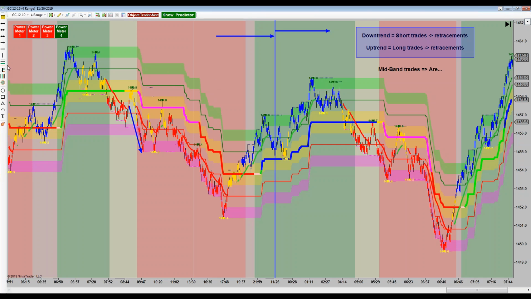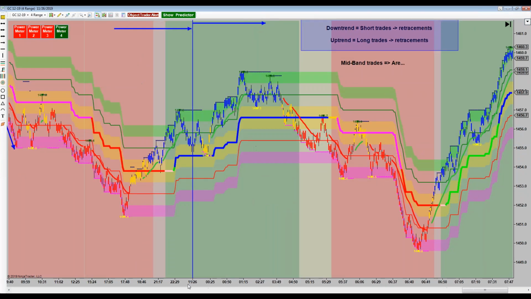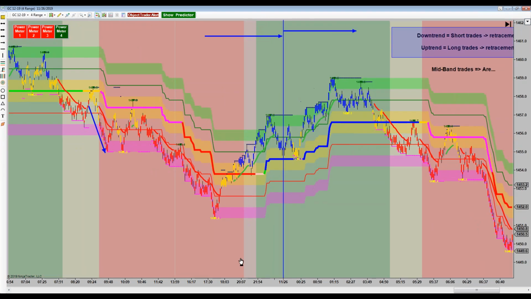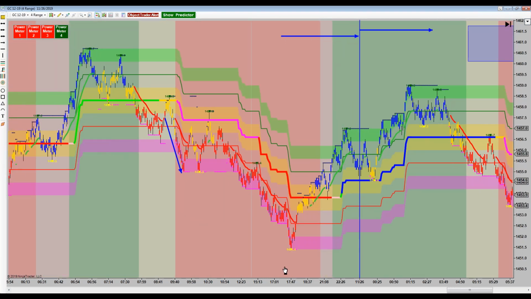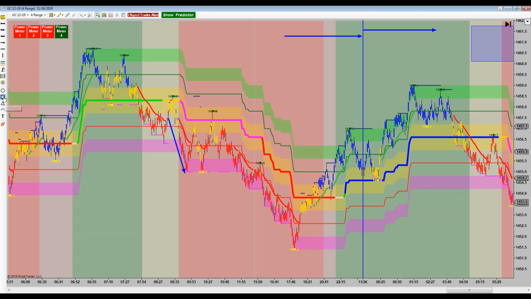So in the case of the short, in the case of the downtrend, we are looking for a short entry or a sell located, and I'm going to define it as this: at or around the midband. So what does at and around the midband mean to sell short? Here's the midband itself.